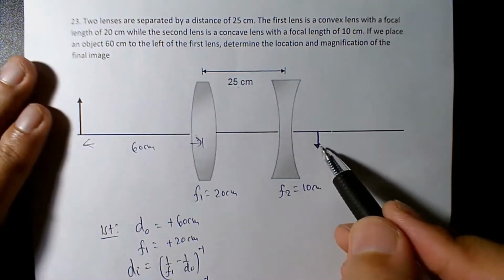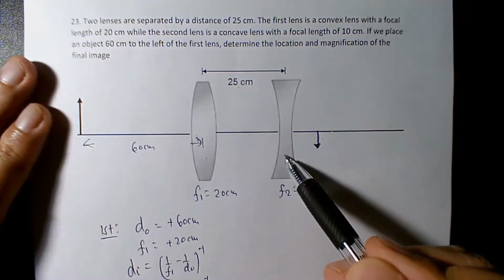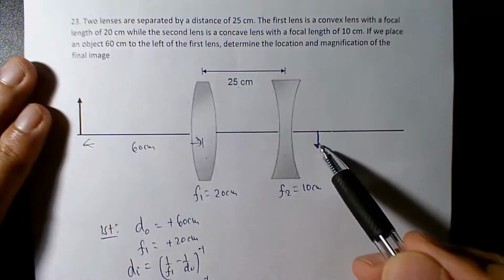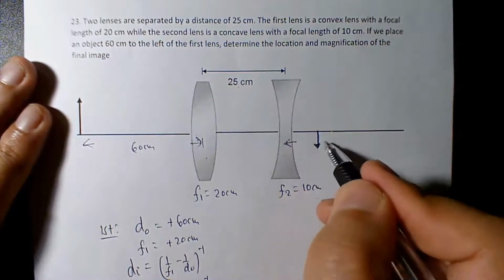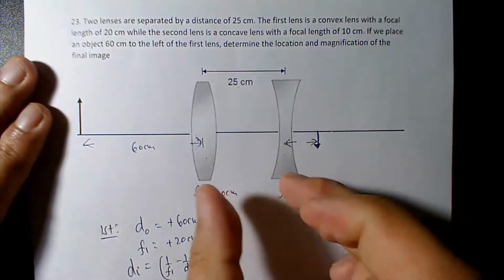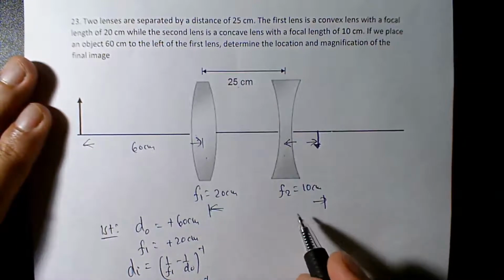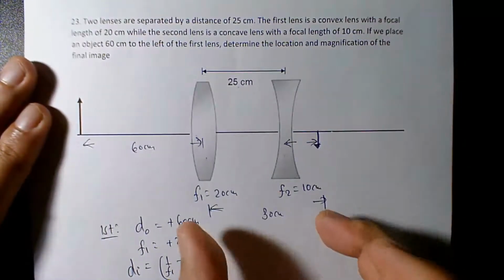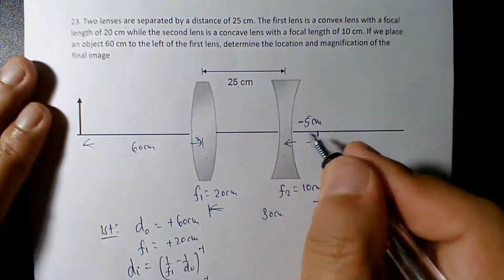Now, since the image formed by the first lens lies behind the second lens, the concave lens, it works as a virtual object for the second lens. And what's the object position? The image is at 30 centimeter, so 30 minus 25 is 5 centimeter, but negative 5 because it works as a virtual object.